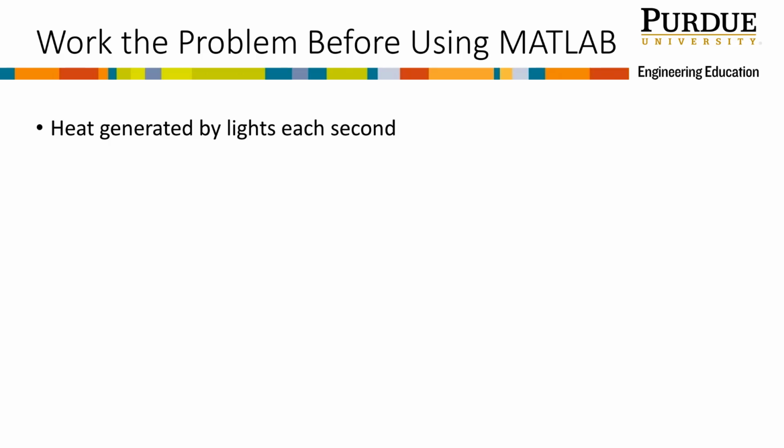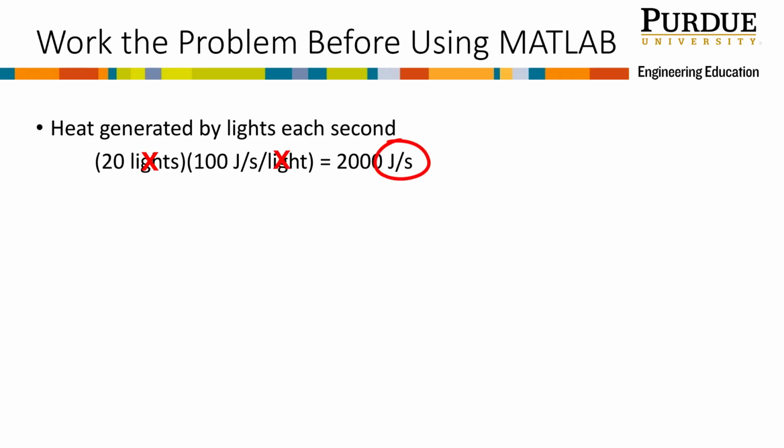We know that there are 20 lights and each light puts off 100 joules per second of heat. The calculation shows that multiplying the number of lights by the heat generated per second provides the total amount of heat generated by the lights per second. Looking at the units helps us determine the overall units. This is called dimensional analysis. Here, lights multiplied by joules per second per light means that the new unit is joules per second. That is, the number of lights unit in the numerator of the first term cancels with the number of lights unit in the denominator of the second term, leaving only the joules per second.